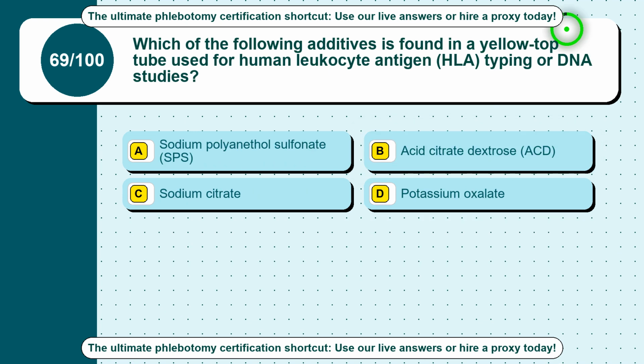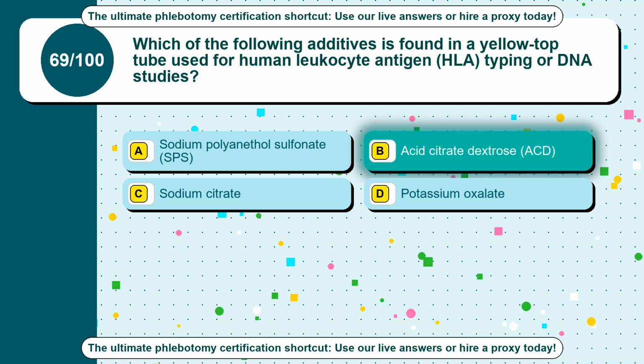Question 69. Which of the following additives is found in a yellow top tube used for human leukocyte antigen, HLA, typing or DNA studies? Option A. Sodium polyanethole sulfonate, SPS. Option B. Acid citrate dextrose, ACD. Option C. Sodium citrate. Option D. Potassium oxalate. The correct answer is option B.